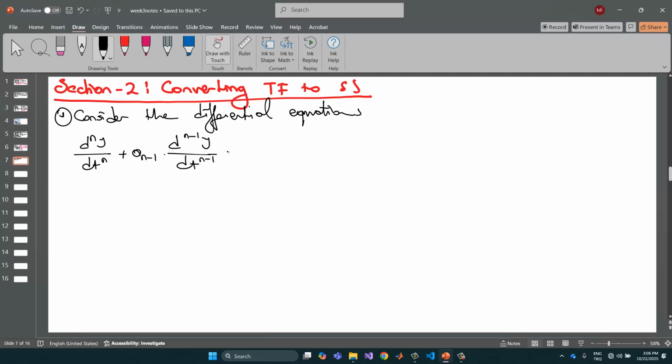Yes, that's it. Just say it. a1 dy/dt, which is equal to what? I'm sorry, we also have one more term: a0 times y, which is equal to what? b0 times u. This is the general form of the differential equation, nth order. Okay?